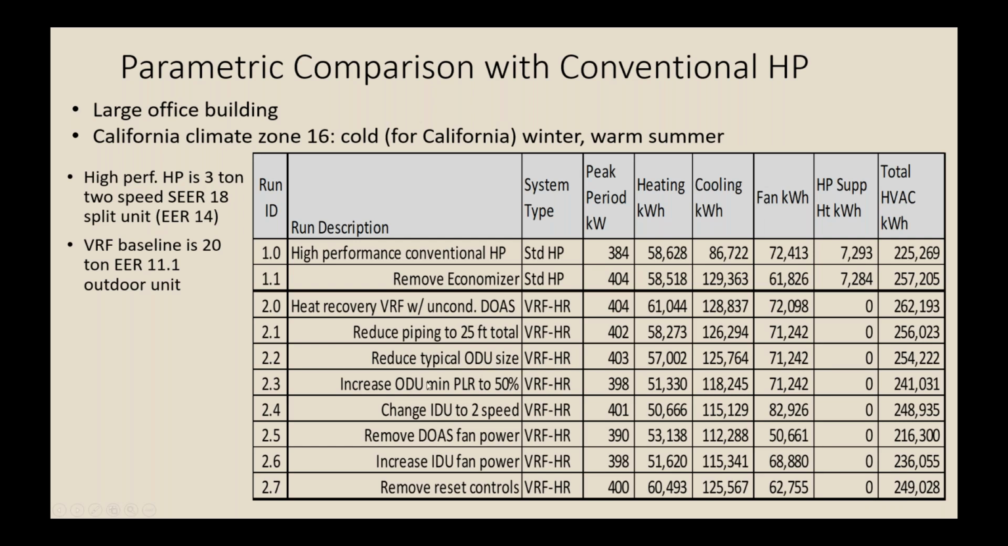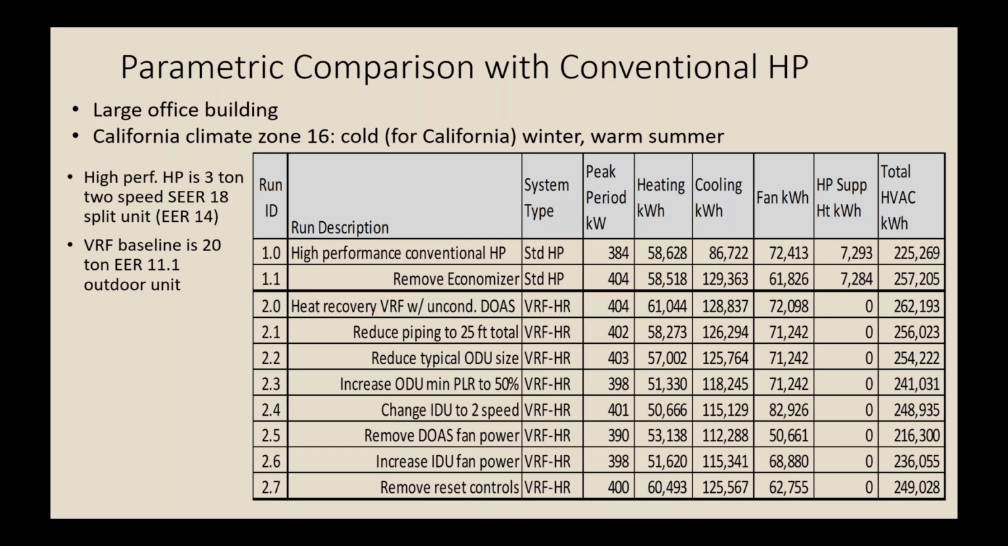The next step was to increase the minimum part load ratio. If you're running the unit at low part load ratio and cycling, the efficiency is relatively poor. So increasing the minimum part load ratio actually bumps up the efficiency and reduces the cooling and heating energy by quite a bit.